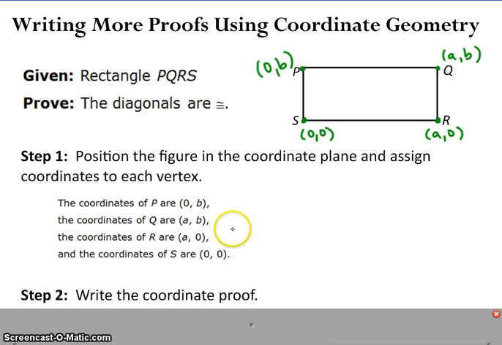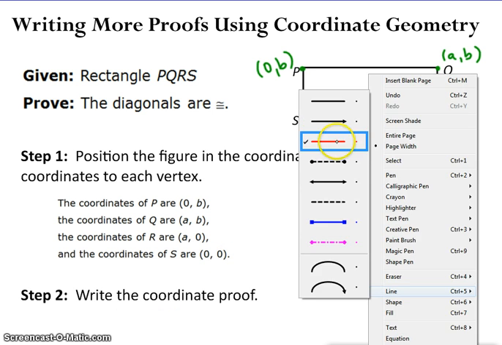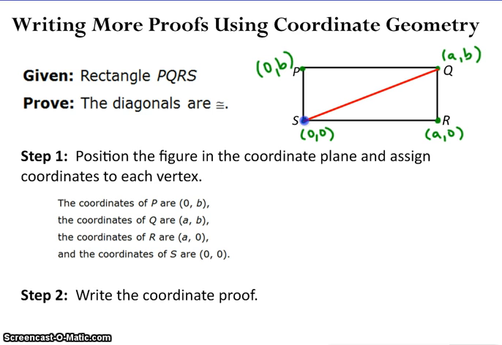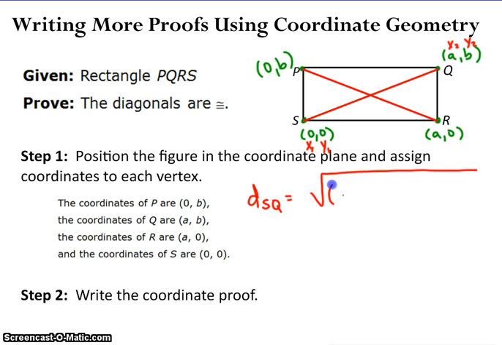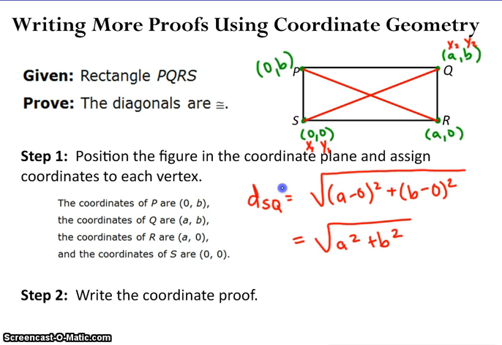Now, step 2, we have to write the actual proof. Alright, so we want to know the diagonals are equal in length. So let's use the distance formula and find the distance from SQ. Let's call this x1, y1, and x2, y2. So we have a minus 0 squared plus b minus 0 squared, which will simplify to the square root of a squared plus b squared. Alright, that's the distance of SQ.